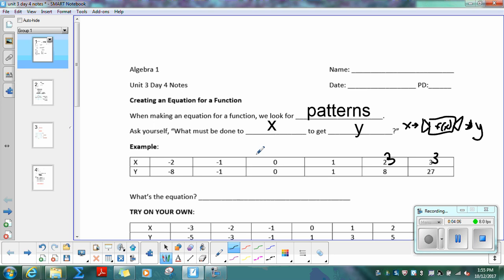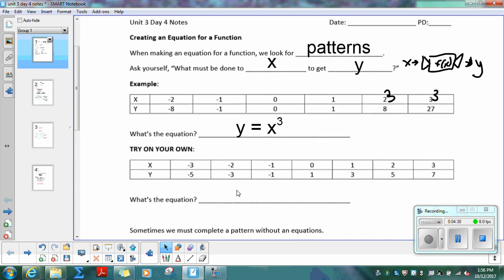In order to get y, y is going to equal the cube of x. So if I cube x, I get y. This is one of the more difficult ones. Another way you could have looked at it is that all the y's are perfect cubes, and the x's are the cube roots of those perfect cubes. So if I cube x, I'll get y.